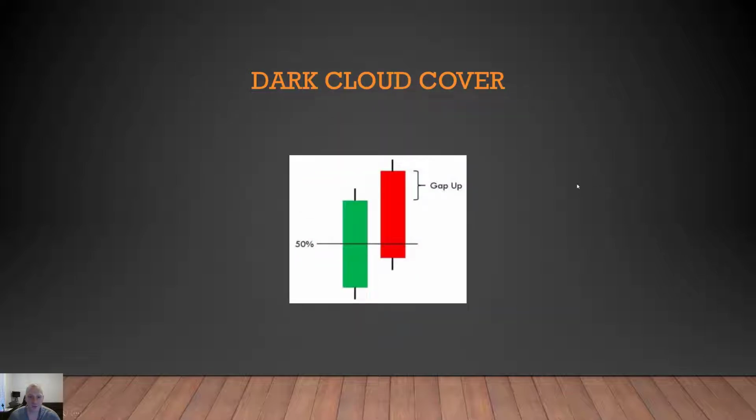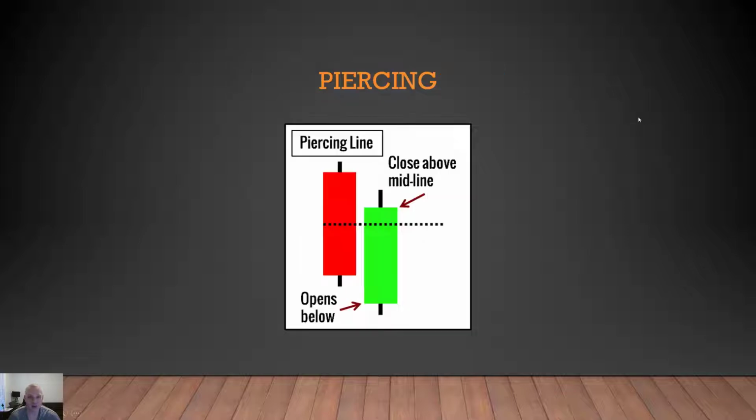Next slide, dark cloud cover. So basically you had an up candle. Now the next day or the next period, but typically I look at these on a daily basis or higher, you gap up, so you open above the prior candle's close, and then you close down at least halfway through the real body or more of the prior candle's real body. So that's called a dark cloud cover. So you open up and close significantly lower, and more importantly close below that 50% level of the real body of that candle.